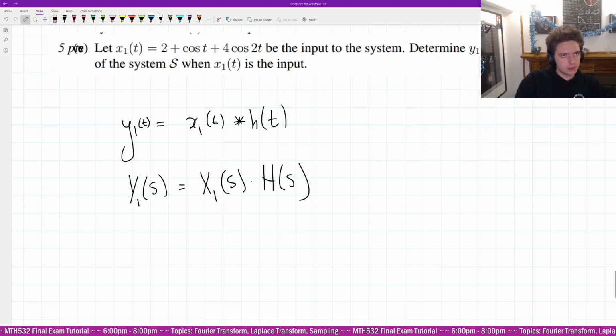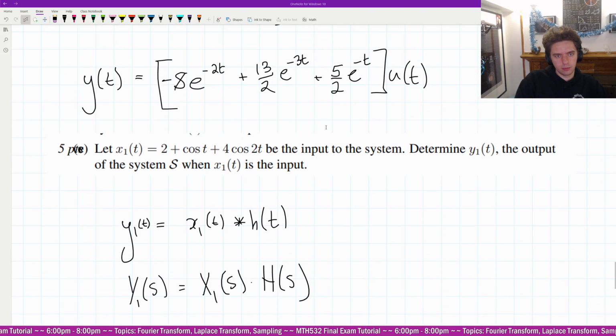Oh, I have the chat message. Can I scroll up a bit? I can scroll up. Okay.